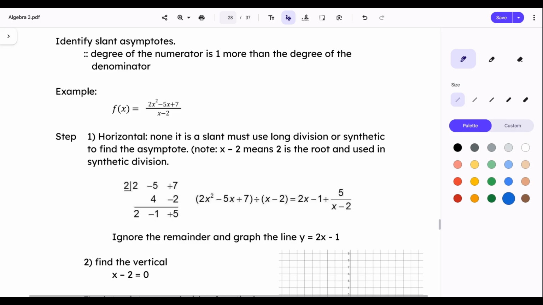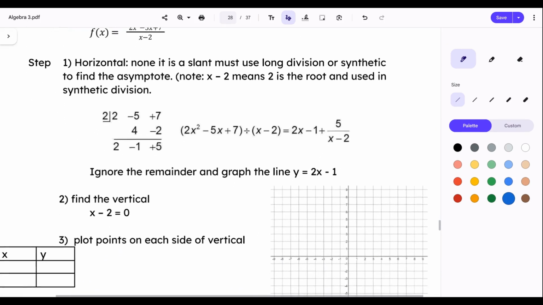This is when that degree on the top is one more than the degree on the bottom. So like you'd have an x squared on the top and an x on the bottom, or an x to the third on the top and an x squared on the bottom. That's how we identify if it's going to have a slant asymptote. How to find the slant asymptote, sorry, I said that wrong. How to find the slant asymptote is you're going to be using some of the stuff that we did in the last section, like some of our synthetic or long division.